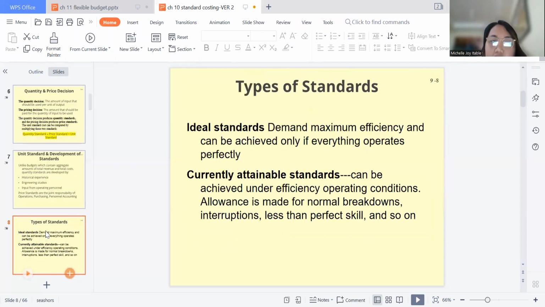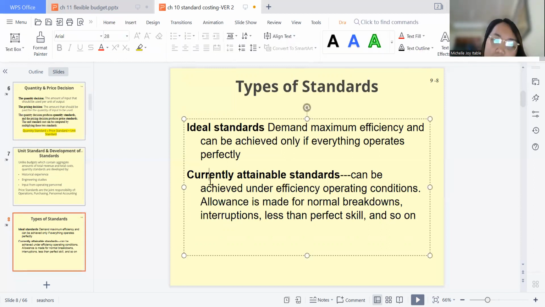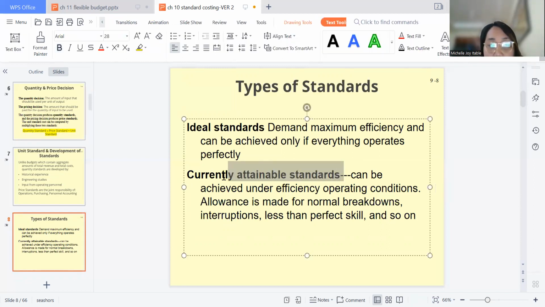So, types of standards: we have ideal standards and currently attainable standards. What is an ideal standard? Ideal standards demand maximum efficiency and can be achieved only if everything operates perfectly. Maximum efficiency, totally no mistakes in our operation. That's why it's called ideal. It's not really the usual or what really happens in actual. But we also have the currently attainable standards. These can be achieved under efficient operating conditions. Allowance is made for normal breakdowns, interruptions, less than perfect skill, and so on.